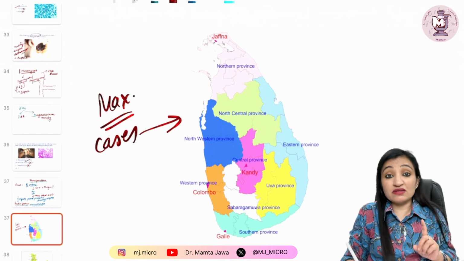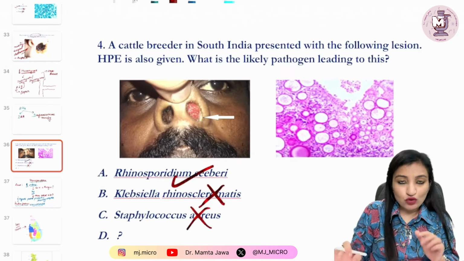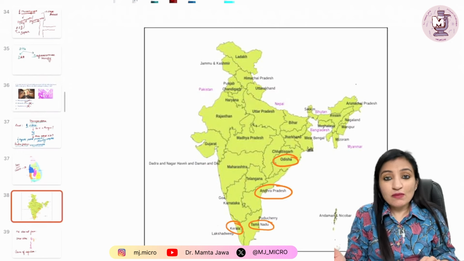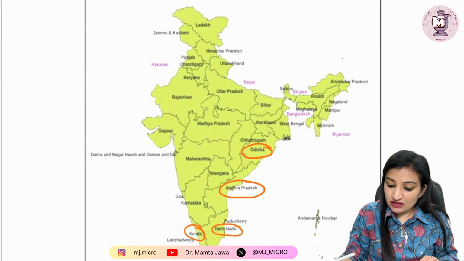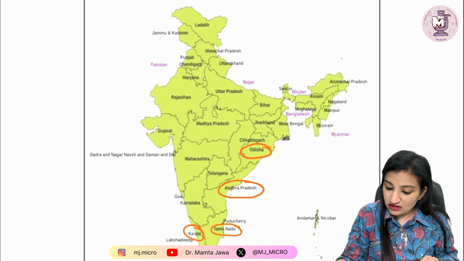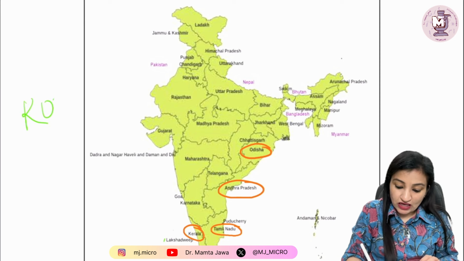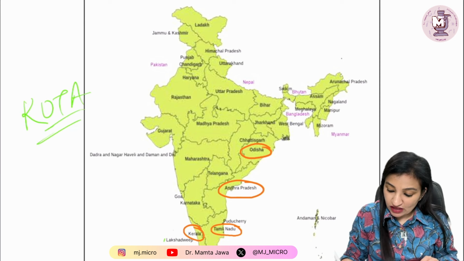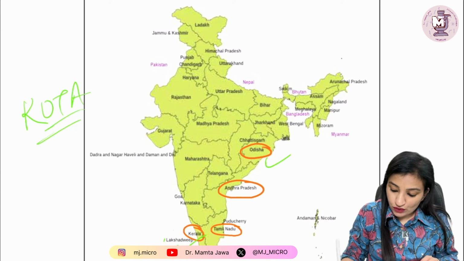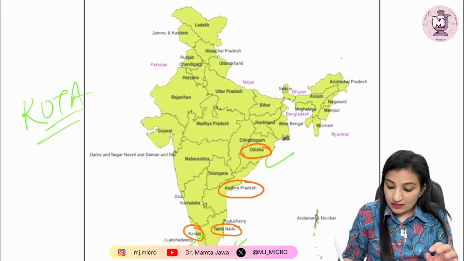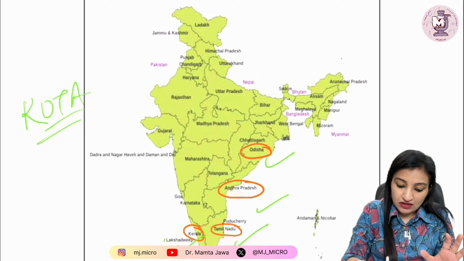Now, maximum cases of rhinosporidiosis are from what? Sri Lanka. And remember, the most common presentation of infection with this organism is nasal polyp, whose photo we have seen in the question. Then what about India? India, please remember the areas from where the cases are reported. Remember Kota, K-O-T-A. K for Kerala, O for Odisha, T for Tamil Nadu, and A for Andhra Pradesh. So remember Kota.